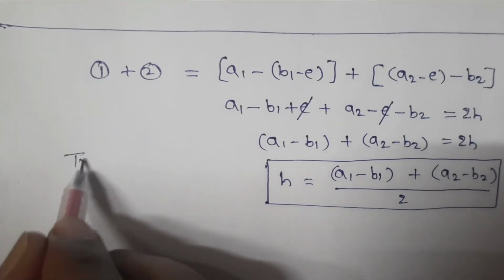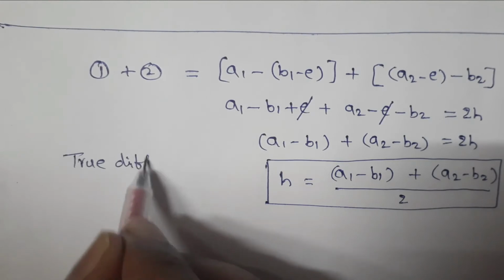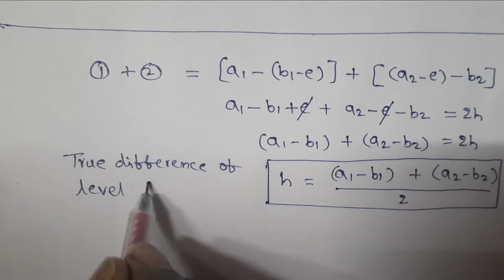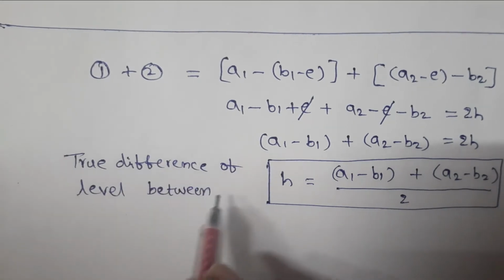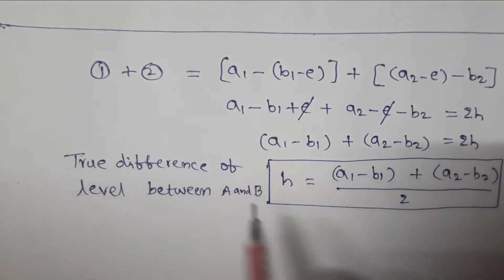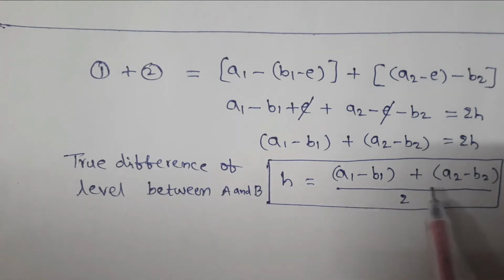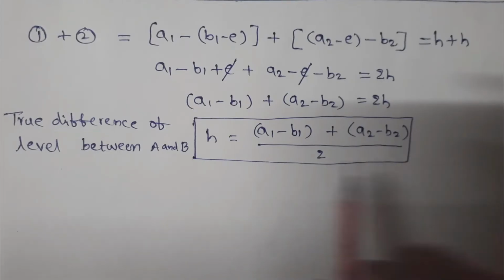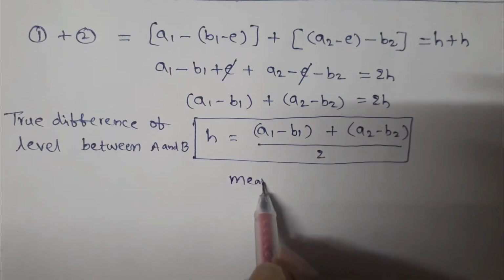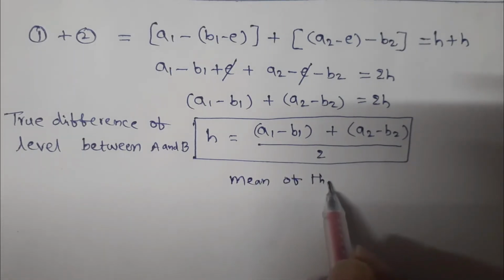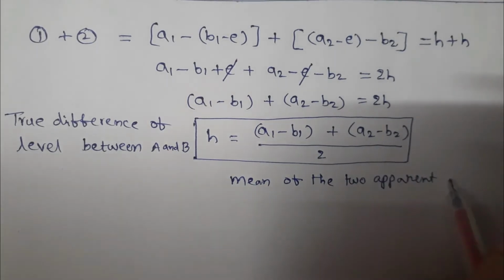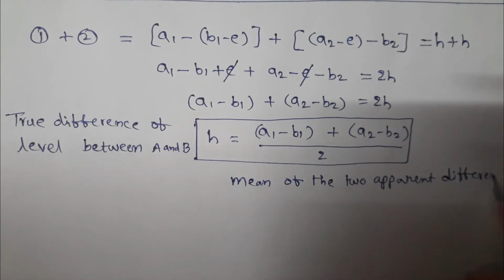So H is the true difference of level between A and B. So A1 minus B1 plus A2 minus B2 divided by 2 is the mean of the two apparent differences of level.